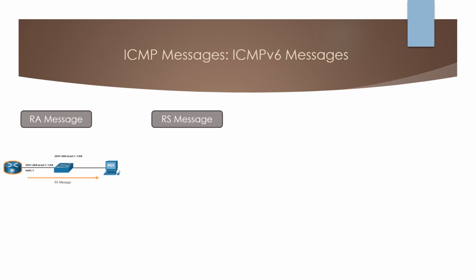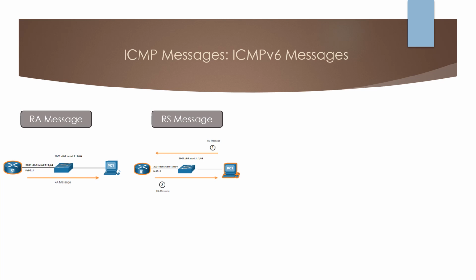And with the router solicitation, an IPv6 enabled router will also send out a router advertisement message in response to a router solicitation message. Here in the figure, you see that PC1 sends a router solicitation message to determine how to receive its IPv6 address information dynamically. And you can see Router 1 replies to the router solicitation with a router advertisement message.